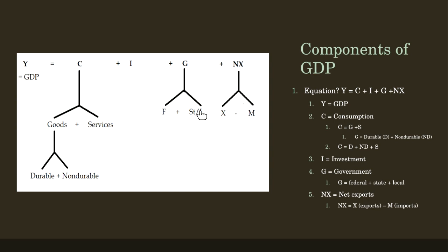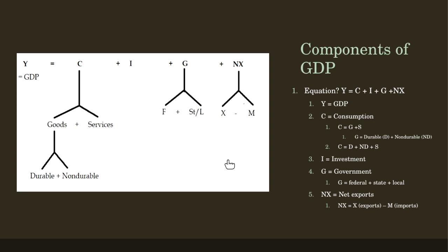Now, government is just a breakdown of how much the federal government spends, F, plus how much state and local government spends. So these two added together equals government spending. And then finally, net exports is simply the difference between a country's exports and their imports. So exports minus imports gives you net exports.